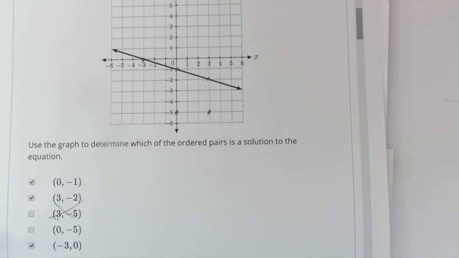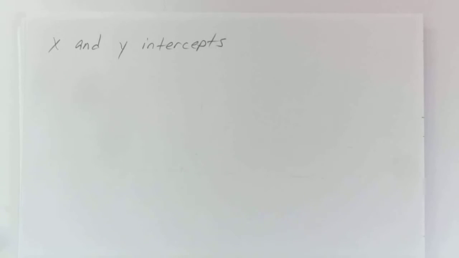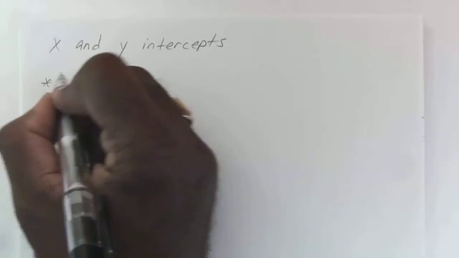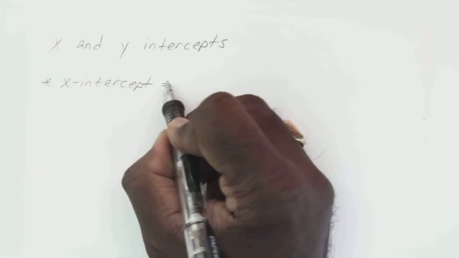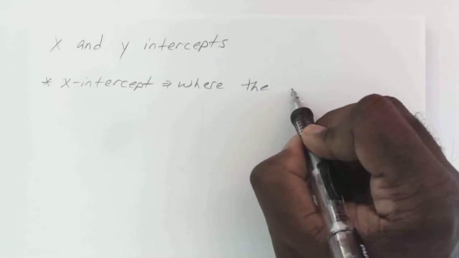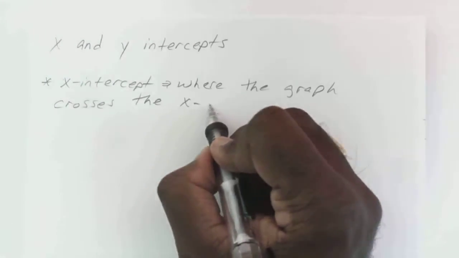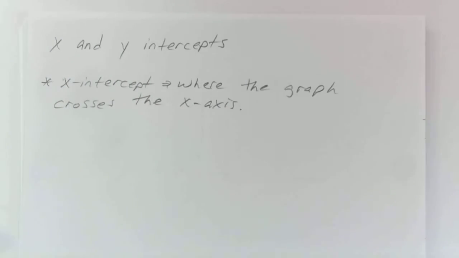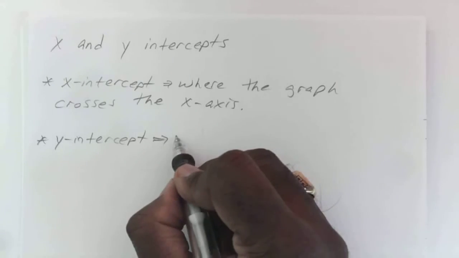Okay, so now we're going to talk about the x and y intercepts. The x-intercept is just the point where the graph crosses the x-axis, and the y-intercept is where the graph crosses the y-axis.